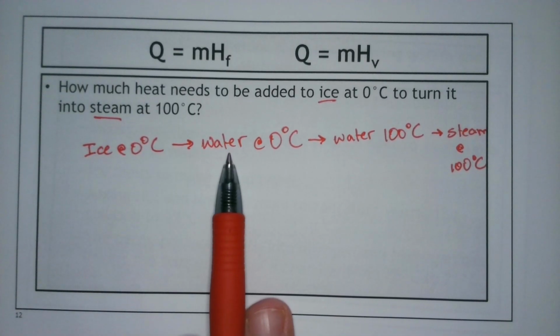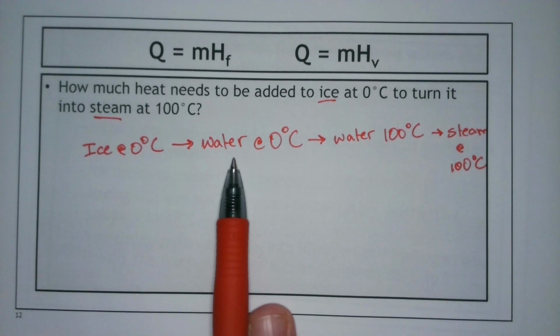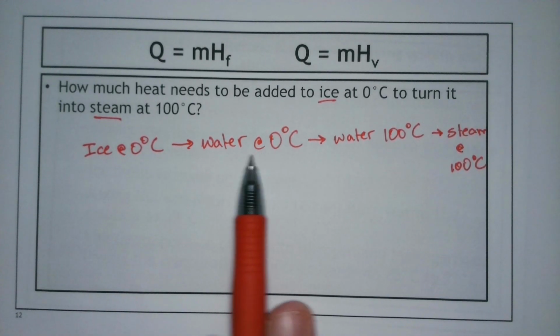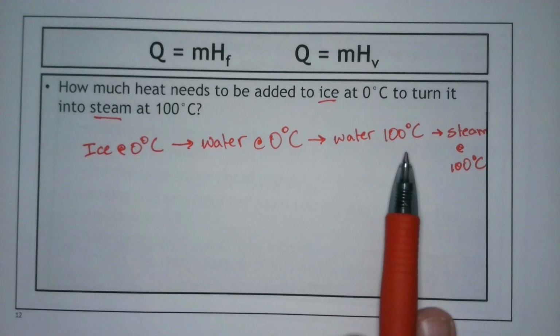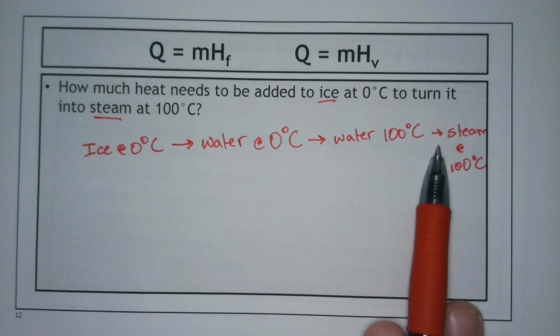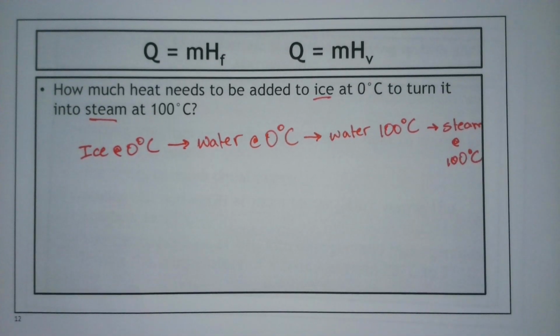Ice melting into water, no temperature change. Water heating into hot water at 100 Celsius. Hot water boiling into steam at 100 Celsius.